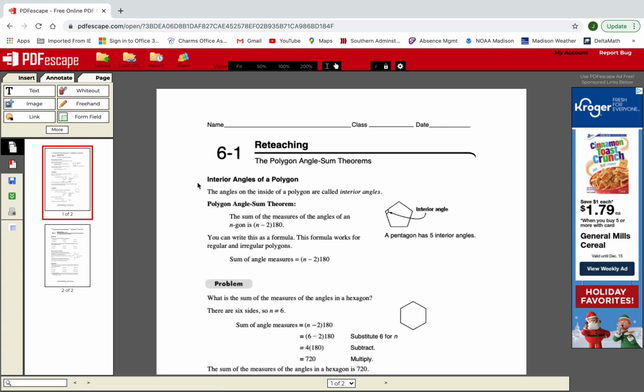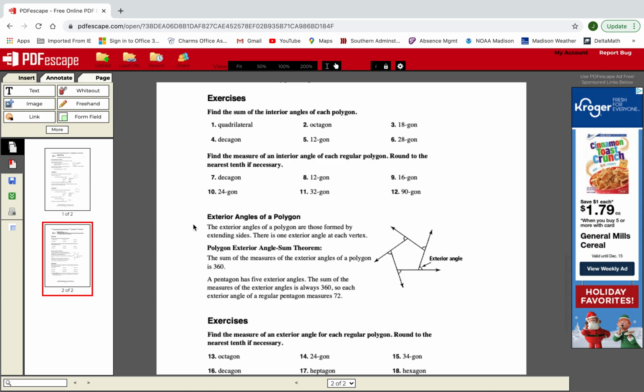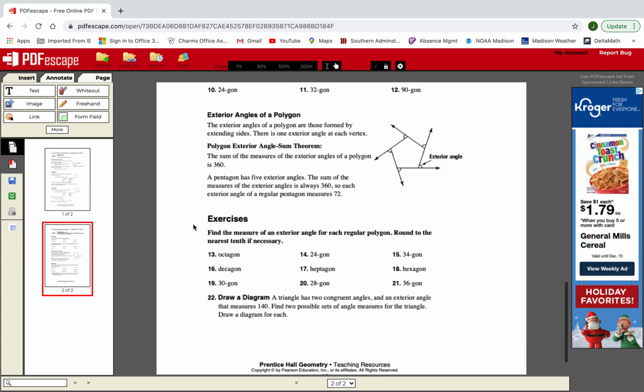Today we are going to talk about interior angles of a polygon, the polygon angle sum theorem, and the exterior angles of a polygon with the exterior angle sum theorem.